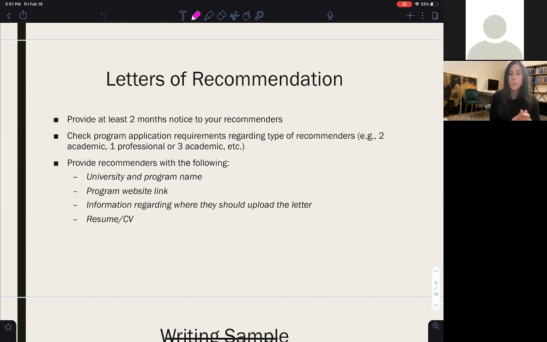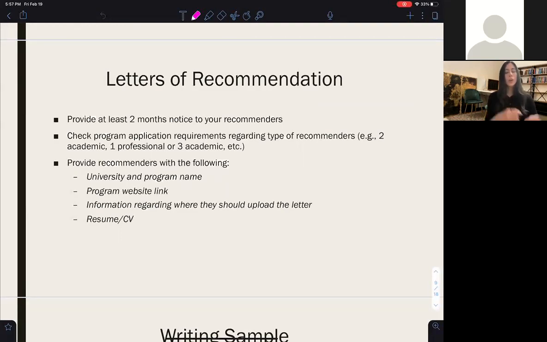Okay, so give them at least 2 months notice before they have to submit that. Make sure you check your program requirements. Some will say 2 have to be academic, 1 has to be professional, 3 have to be academic. So make sure you're asking the right type of recommenders. And then give them the following information so they don't have to dig around for it. Make sure you provide them with the university and program name. Give them a link to the website in case they want to look anything up while they're writing a letter. Give them information on where they should upload the letter, provide them with your resume and CV, and of course in some instances, if they ask, the rough draft statement.